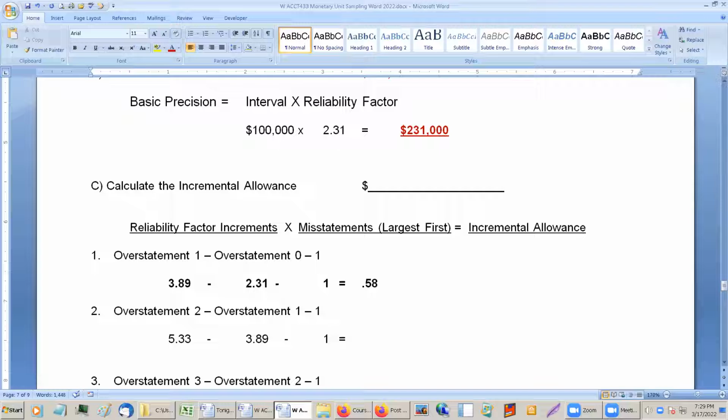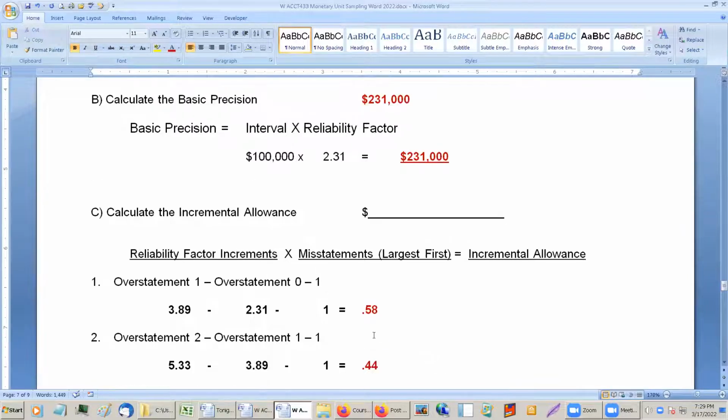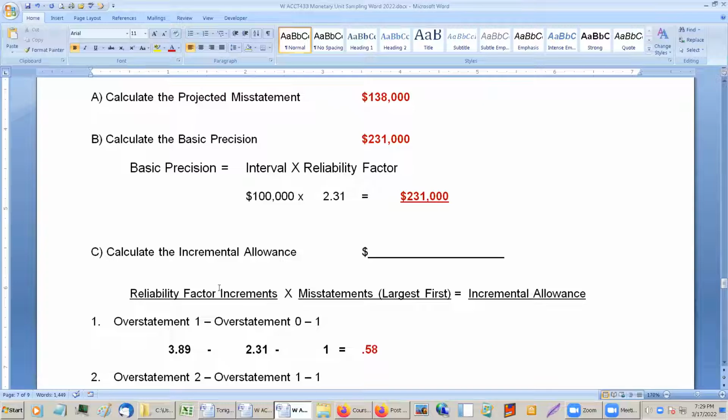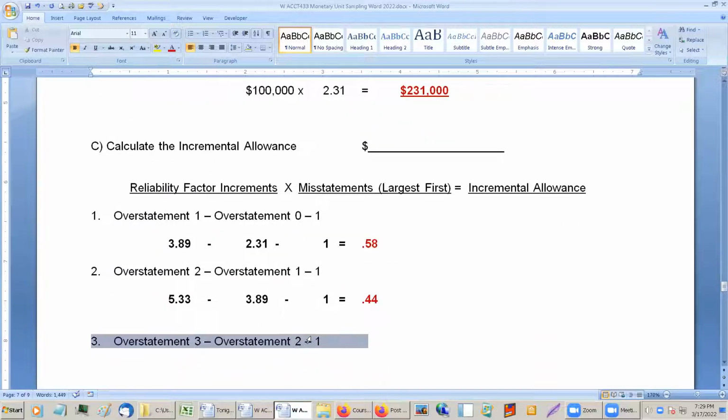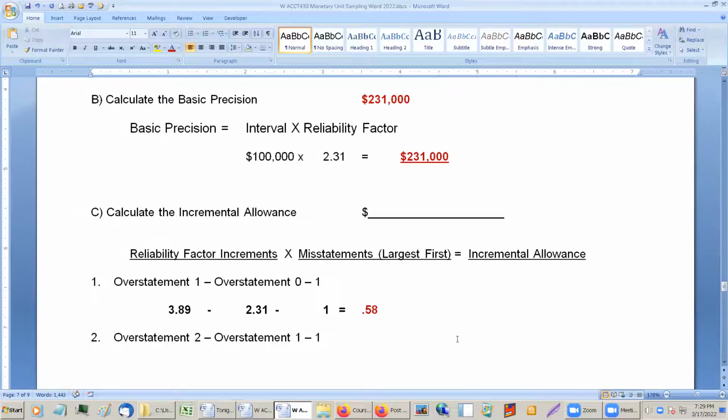What is it, 44? 0.44? Yeah. Okay, so 0.44. We could do a third one if we wanted to, but feeling particularly lazy. All right, so these are the increments. And again, this could easily be done on a table, set up a table for it. We don't need this third one.